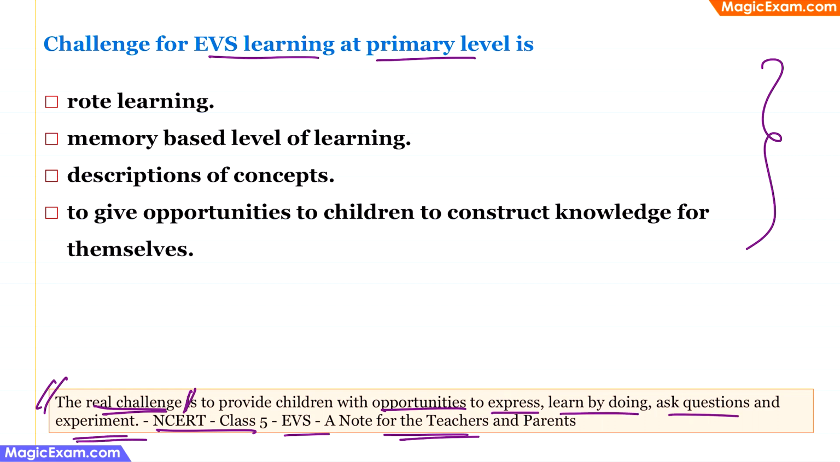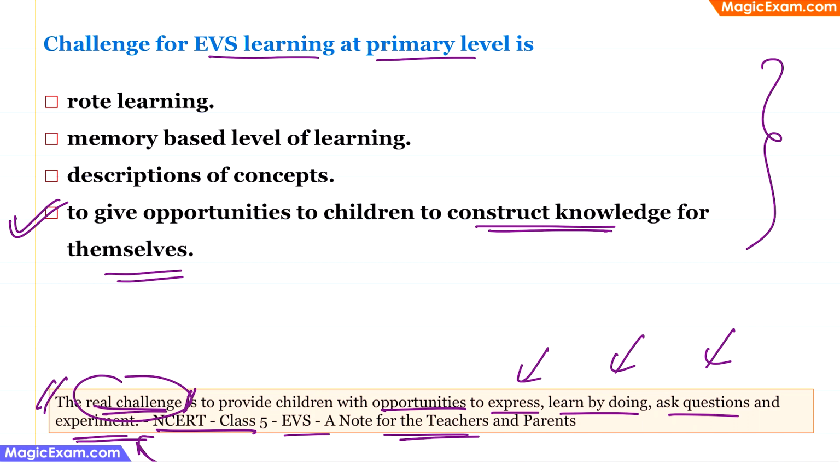Right? When we look at the answer choices, the last one says to give opportunities to the children to construct knowledge for themselves. That is, to express, to learn by doing, to ask questions and experiment. So these are the real challenges when it comes to teaching and learning of EVS. Therefore, the last statement is correct.